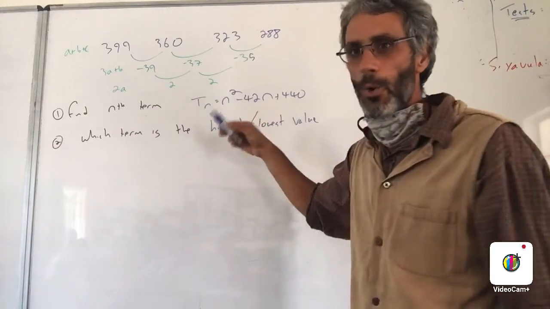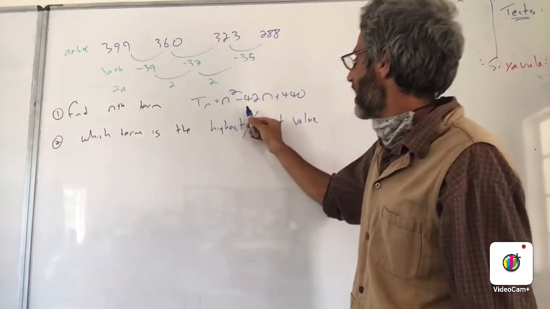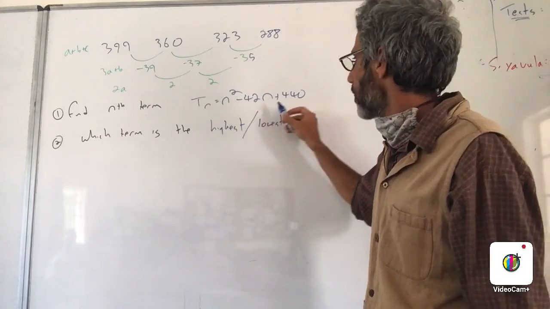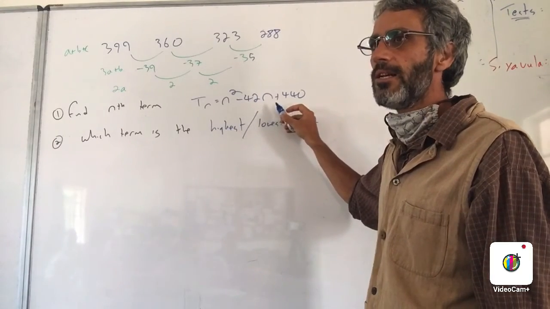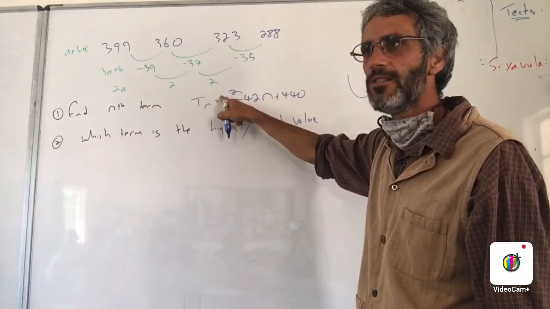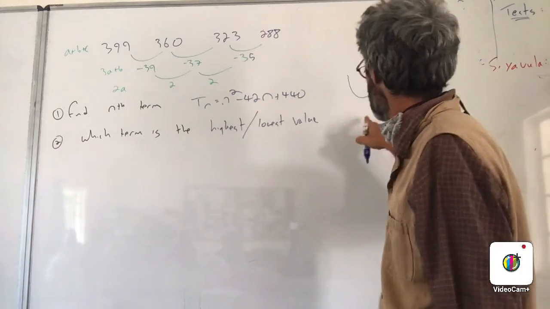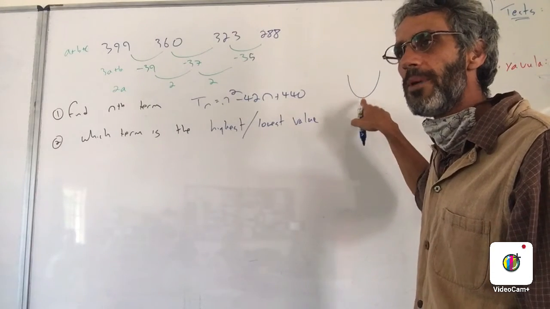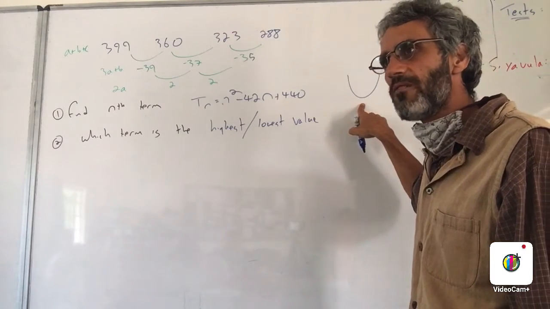Now, remember, we're already realizing that this is somehow related to a quadratic function, in other words, a parabola. What kind of parabola is this? It's a smiley face, because this is positive in front of the n square. What does a smiley face have? A maximum or a minimum? A minimum. In other words, it will have a lowest value.